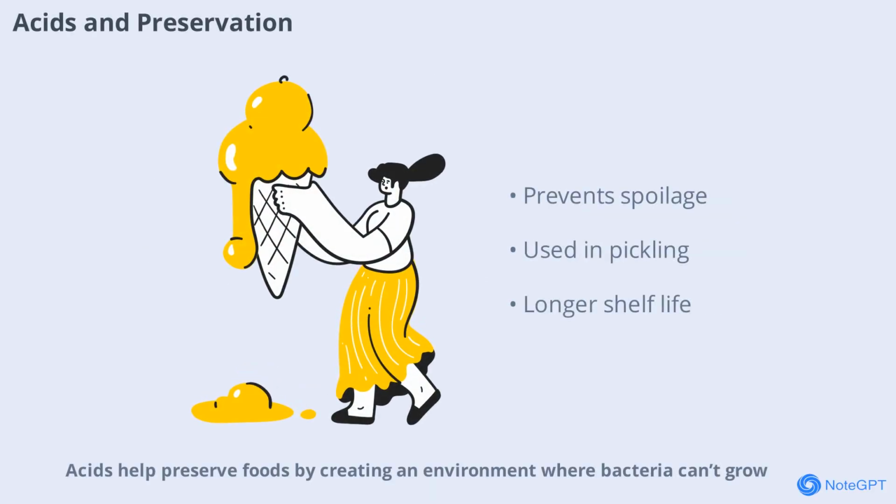Acids help preserve foods by creating an environment where bacteria can't grow. That's why vinegar is used in pickling and why lemon juice is added to jams and jellies. The acidic conditions prevent spoilage and keep foods safe to eat for longer periods. This simple chemistry trick has been used for centuries to store food.